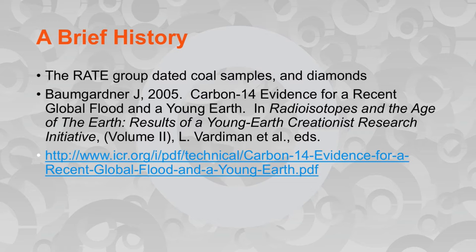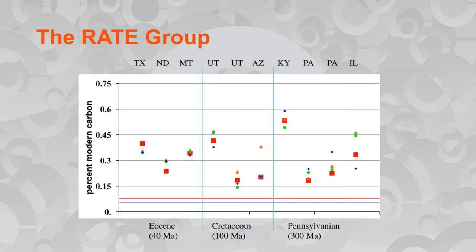The RATE group, you will notice that they have Eocene, Cretaceous, and Pennsylvanian coal. And you'll notice that the highest is Pennsylvanian and the second lowest is Pennsylvanian. And the second highest is Cretaceous and the lowest is Cretaceous, and the Eocene is somewhere in between. It has no trend with geologic time. And you'll also notice that it's from various states. These are gotten from all over.